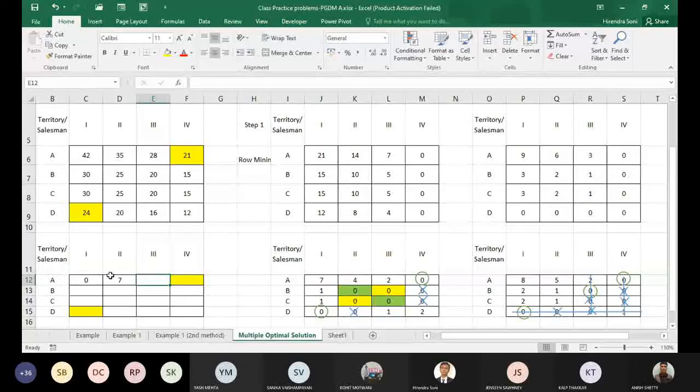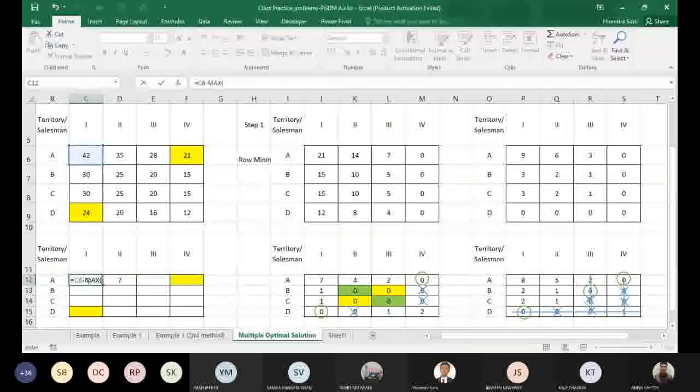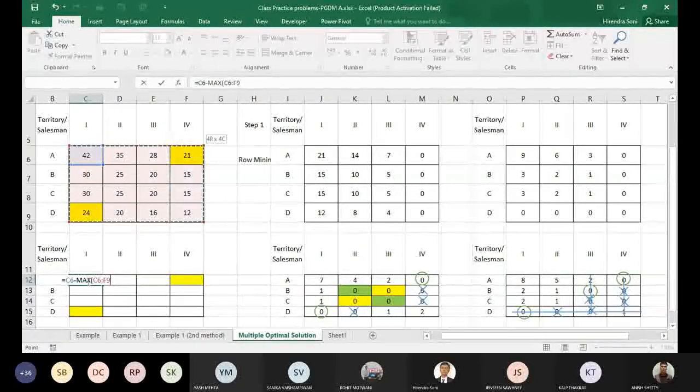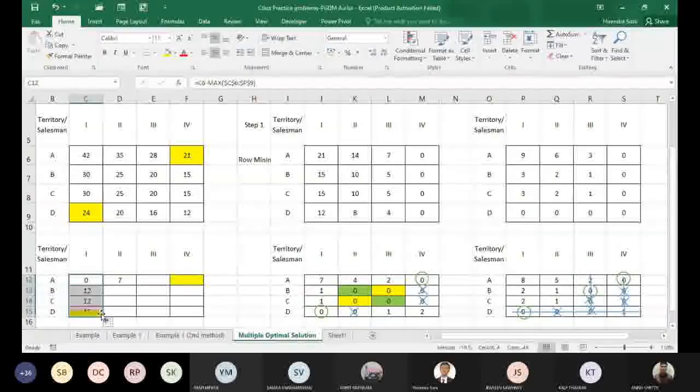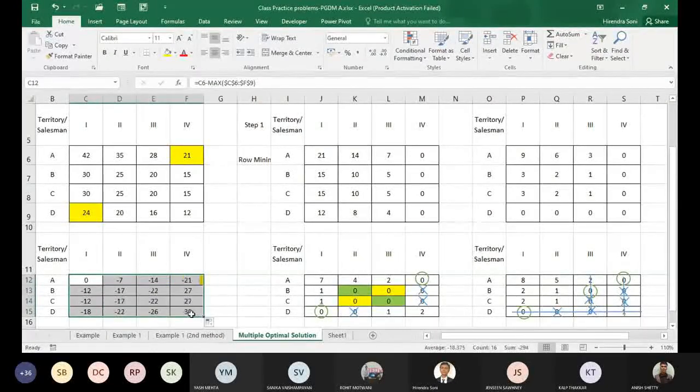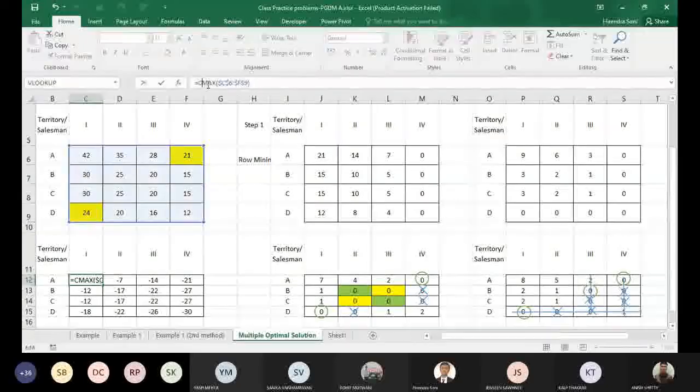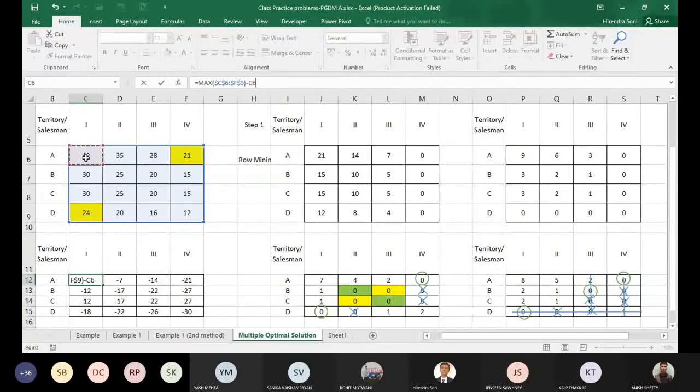Now, once this gets converted into an opportunity loss matrix, we will do it like this: equals to this value minus maximum of all the cells, and I say close. Sorry, I had to do it the other way around. Minus C6. Otherwise all of that goes negative.